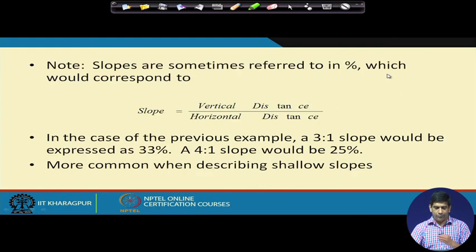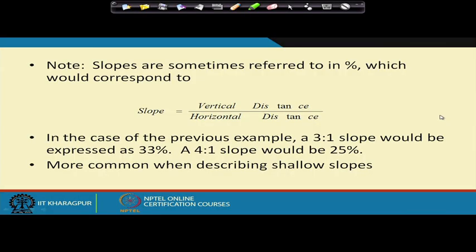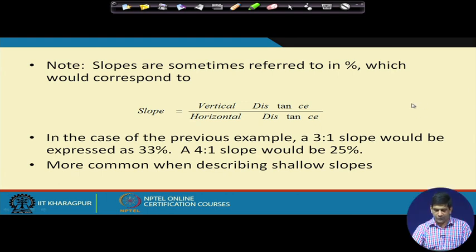Slopes are sometimes also referred to in percent, so that's another way of putting it. A 3:1 slope, we call it 33%. A 3:1 slope is 33%, and a 4:1 slope is 25%. When you have shallow slopes, it's more common to describe them that way, so it's a 3:1 or 4:1. That's in describing the shallow slopes.